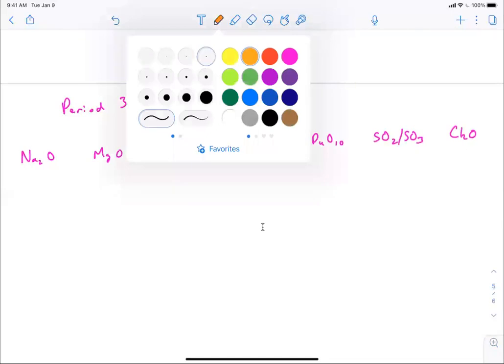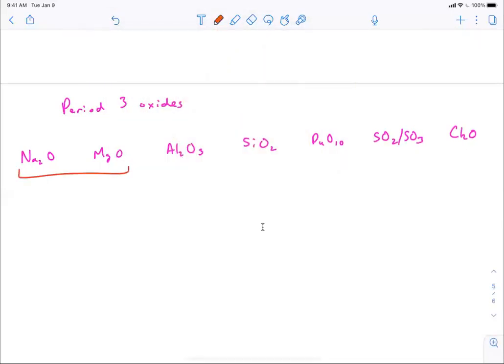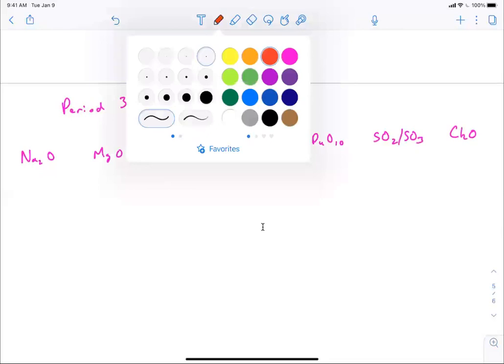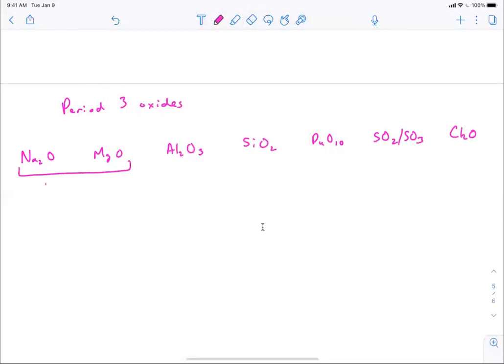You need to know that these two are basic oxides, because when they react with water, they form hydroxides. For example, Na2O plus water yields 2NaOH. MgO plus water forms Mg(OH)2, which is already balanced. Those are strongly basic.